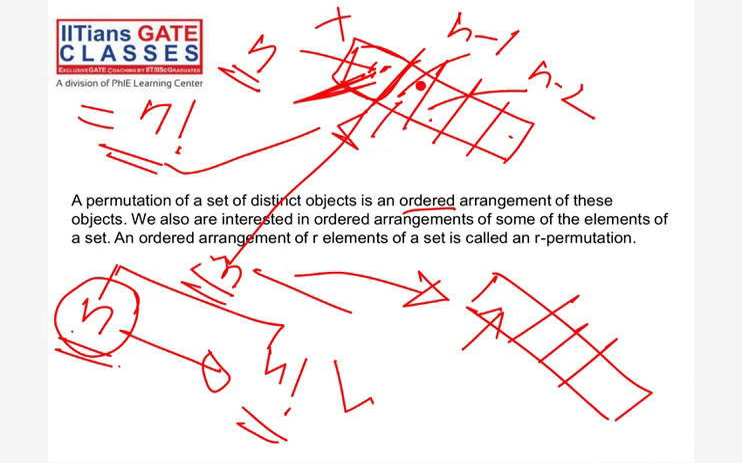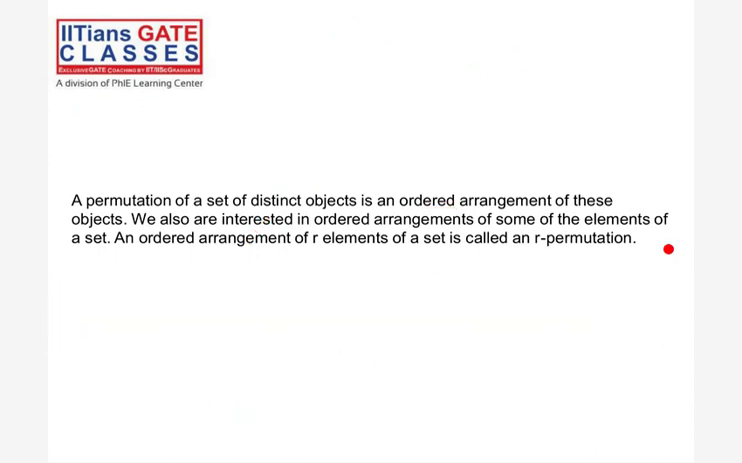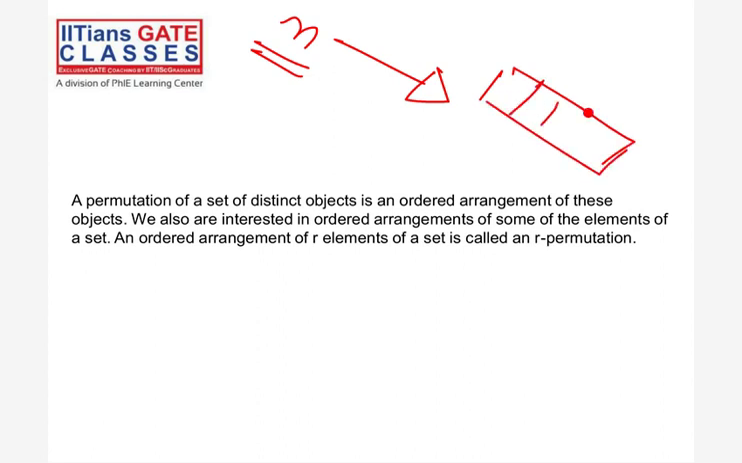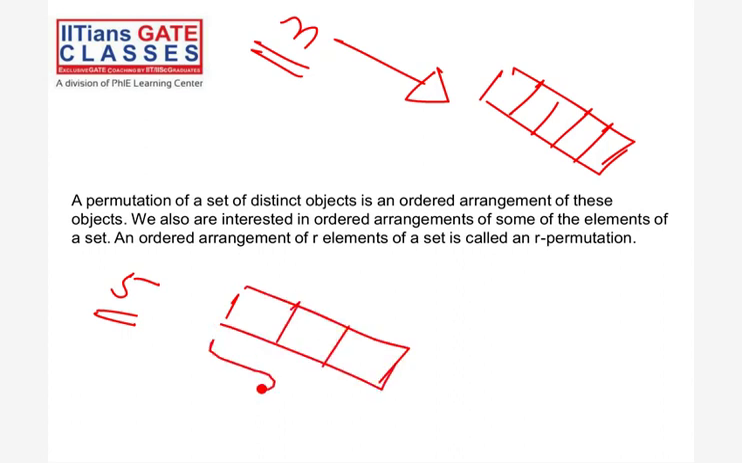Now the second thing: what will happen if we have n elements, but we want to pick only r of these elements and then arrange them. Just like in the previous example, if you remember, we had 5 students, but we only wanted 3 students to stand in a line. So this is the same question here.